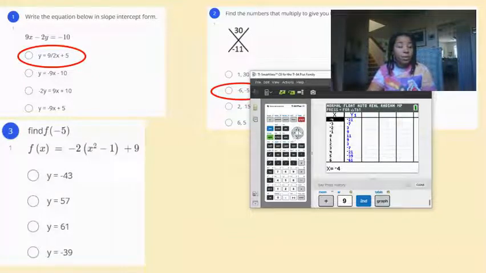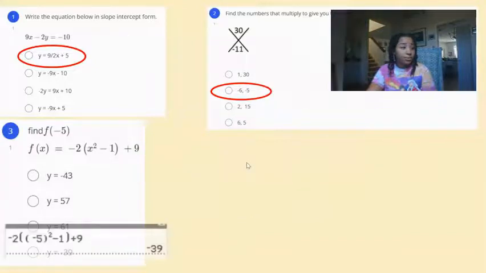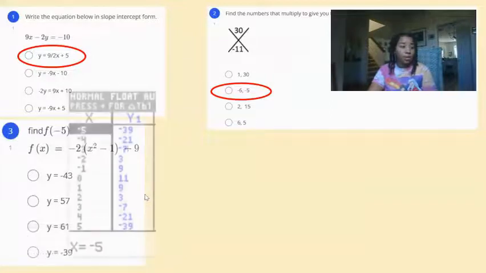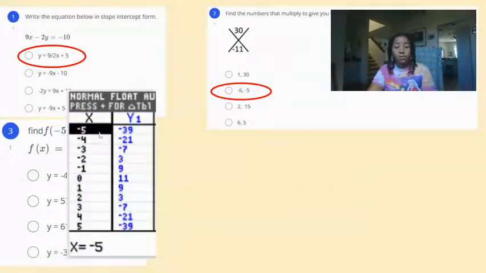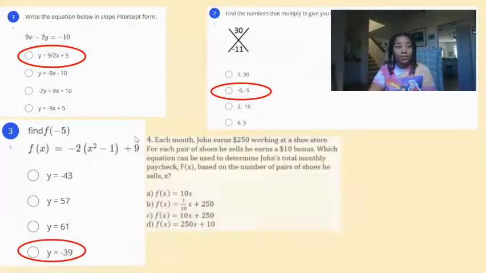I'm just going to scroll up to negative 5 because it's just one notch. Oh, there it goes. Y equals negative 39. That would be my answer. All right. You can also just type it in your calculator how you see it. That's fine too, if you want to do that, but I didn't. I just typed it in y equals and I got that. So y equals negative 39.